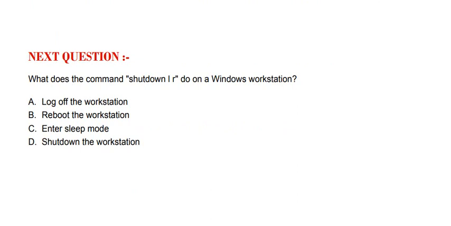Next question is, what does the command shutdown /r do on a Windows workstation? And the options are option A, log off the workstation, option B, reboot the workstation, option C, enter sleep mode, and option D, shut down the workstation. The correct option is option B.